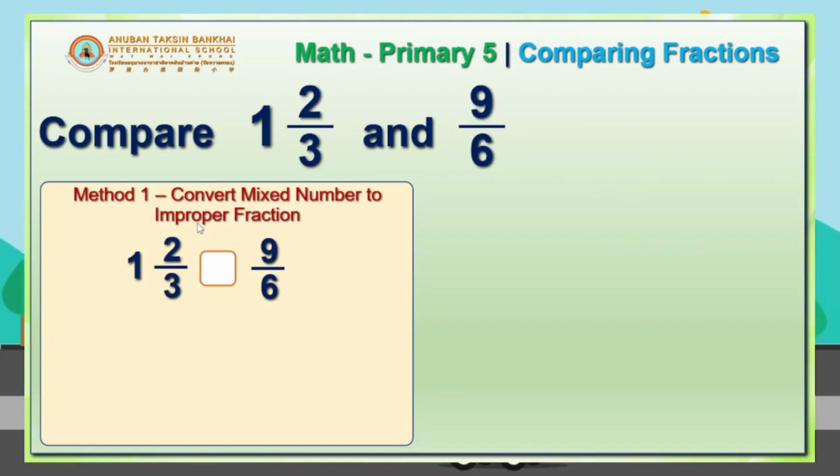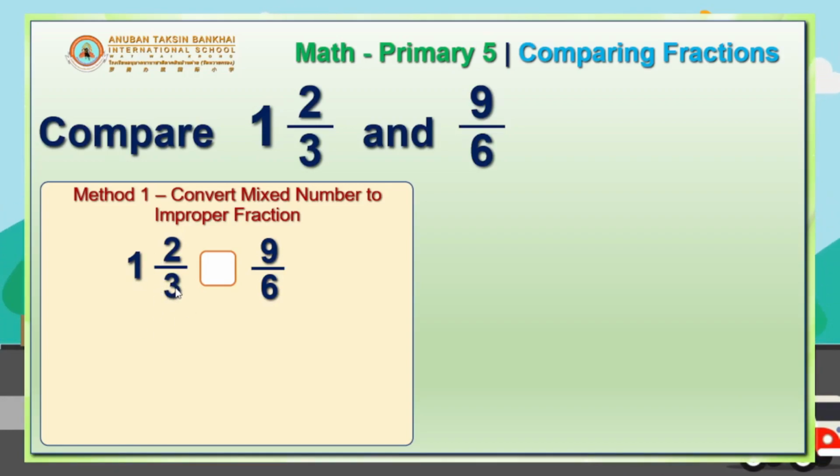So how are we going to do that? We have here the two numbers. Since this one is a mixed number, we are going to convert. We're going to change this into an improper fraction.